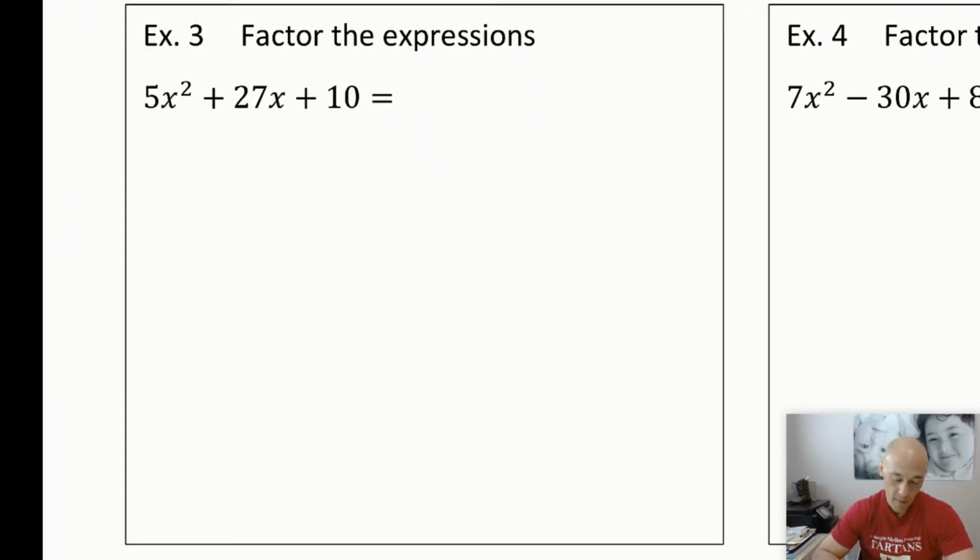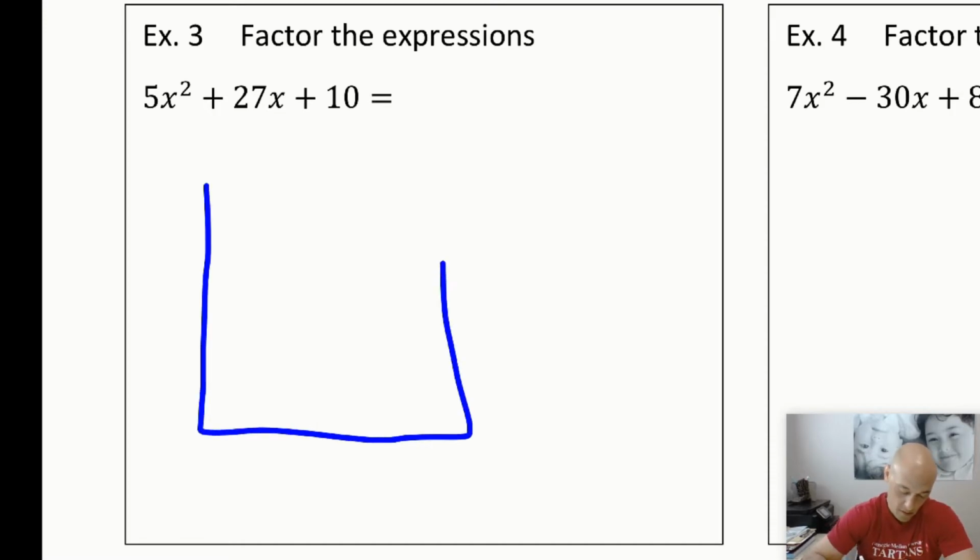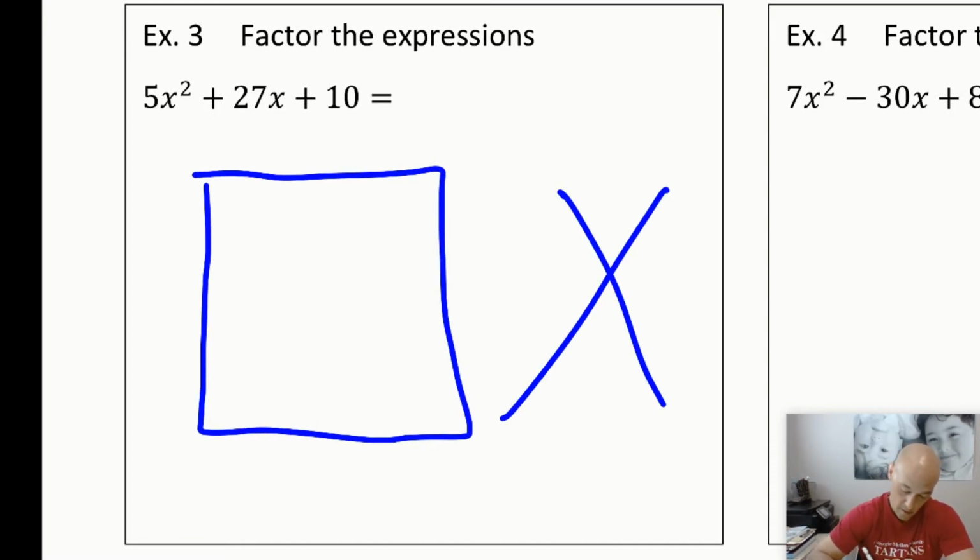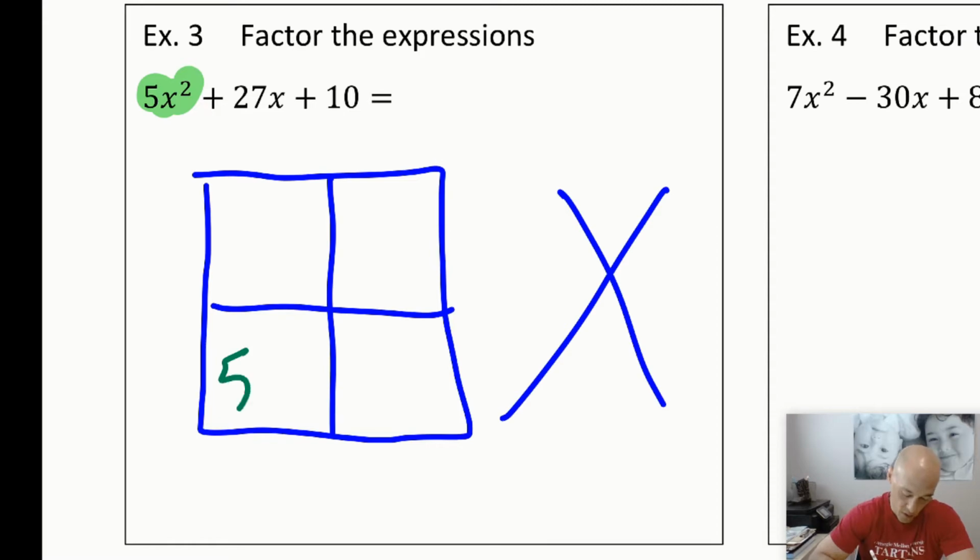Example 3. Now here's the situation where A, B, and C don't have any common factors, all right? So we just go straight into the box and diamond method. 5x squared goes into the lower left-hand corner. Now that may throw you off that we have a 5x squared there. That's a little different than any we've seen so far.